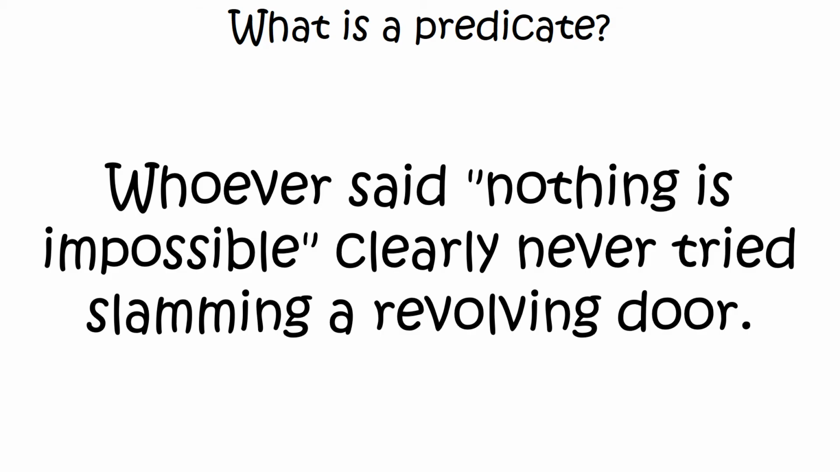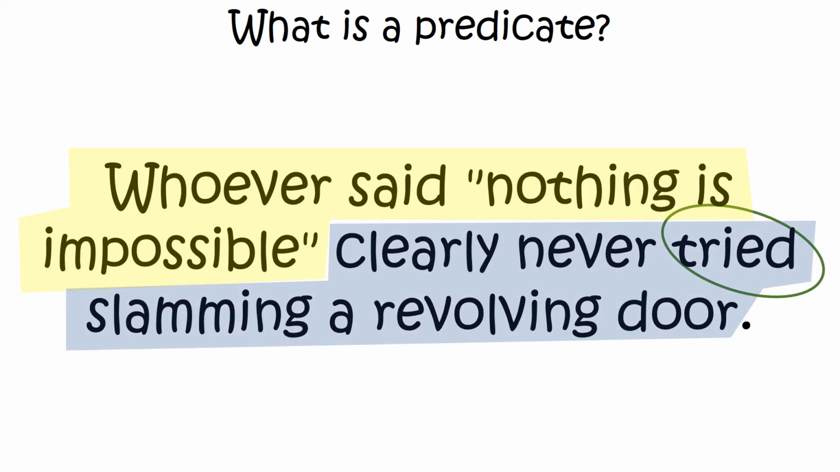Sometimes finding the verb is a little bit tricky, and finding the subject is a little bit tricky. So let's look at this example. Well, when you examine it, you'll see that tried is the verb, and the subject is whoever said nothing is impossible. Everything else is the predicate.